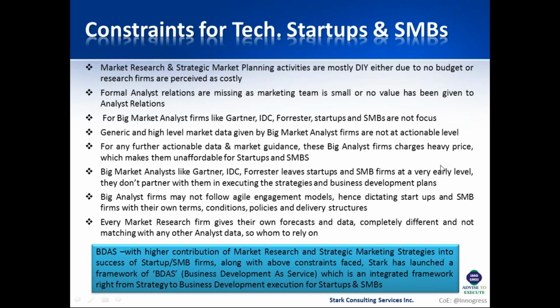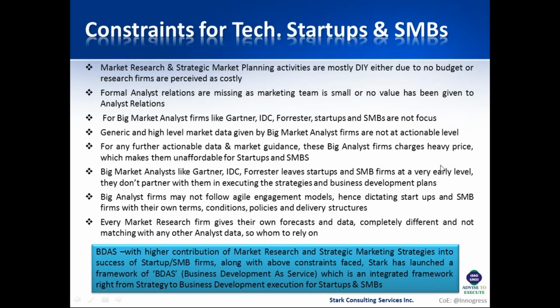Another constraint I see is that big market analyst firms like Gartner, IDC, Forrester are not focused on startup and mid-segment tech firms. That is a big constraint. And I'll tell you, because I happen to have worked with both IDC and Gartner, and my founding partners were also members of these two reputed analyst firms. So we know the pain points. Their focus is always the bigger accounts like Microsoft, IBM, SAP, and HP, and they don't give strategic focus to SMBs.